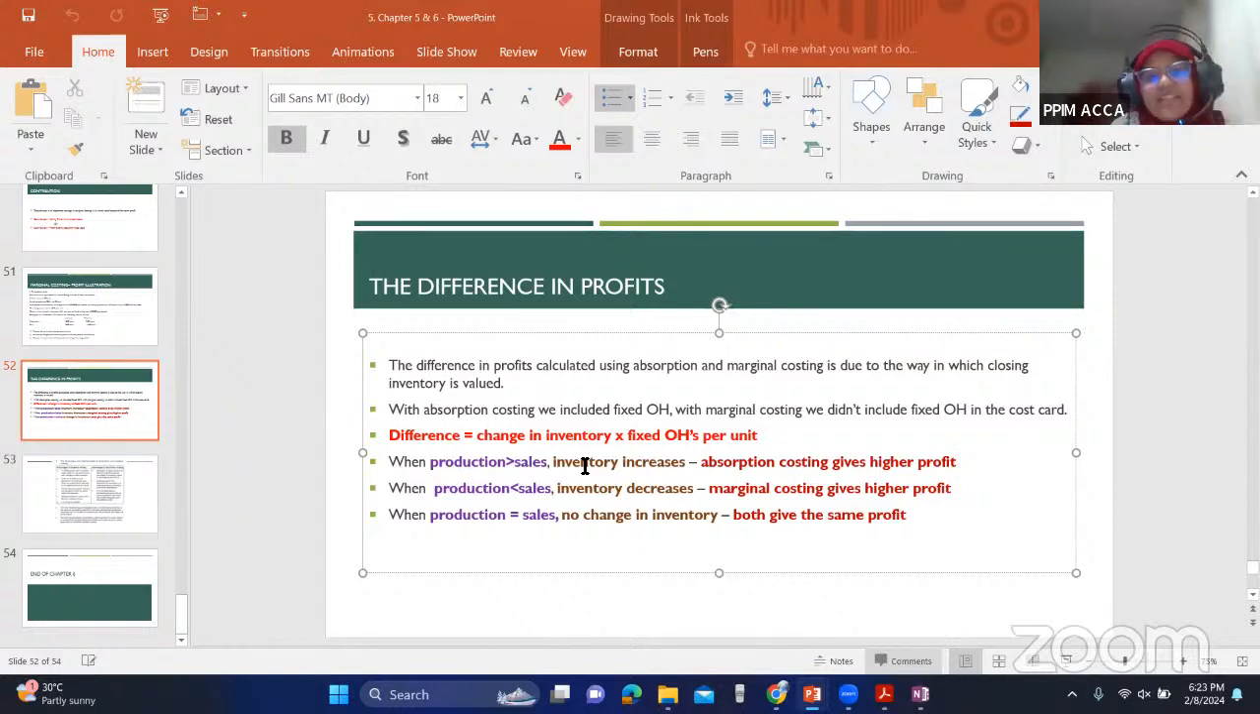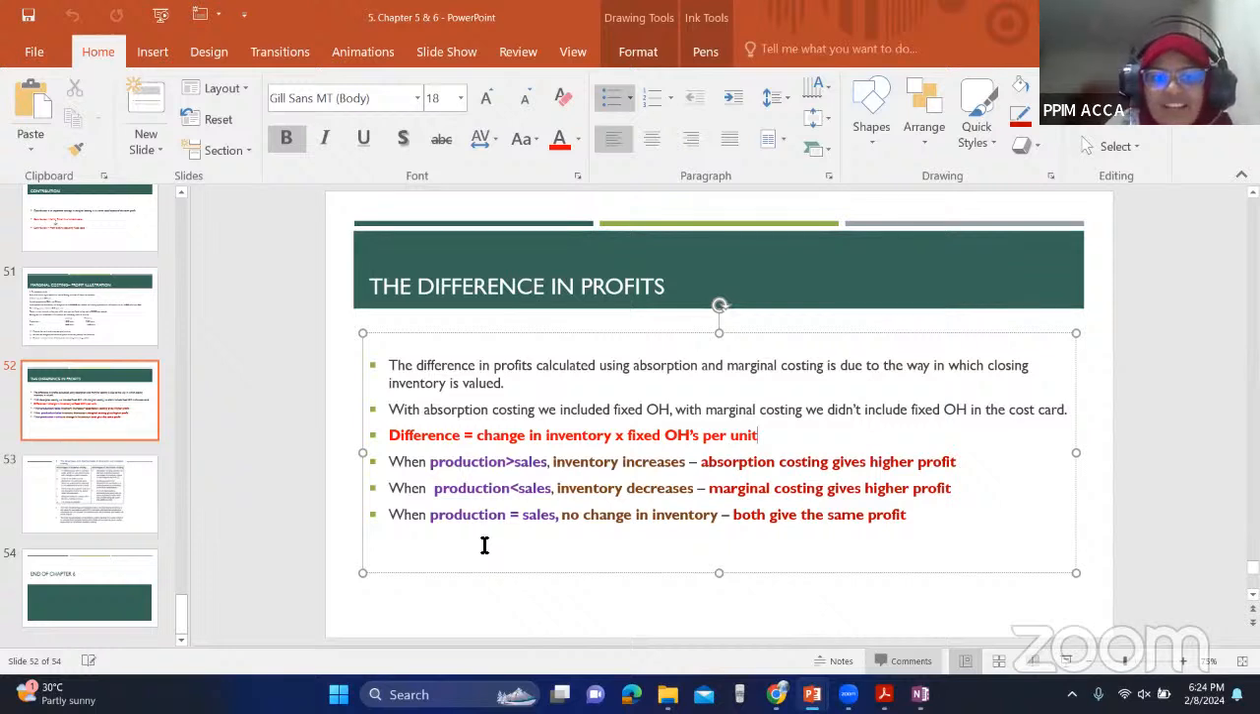So the amount of inventory is going to increase. In that situation, absorption costing gives the higher profit. So if inventory increases, absorption costing gives the higher profit. And if you look at the second point, it says if production is lower than sales, so we have produced less and sold more, then what has happened? Inventory is reducing. So when inventory decreases, marginal costing gives the higher profit.